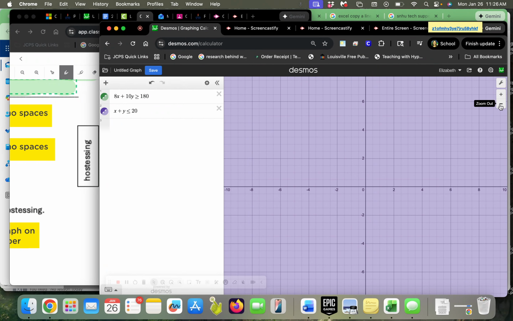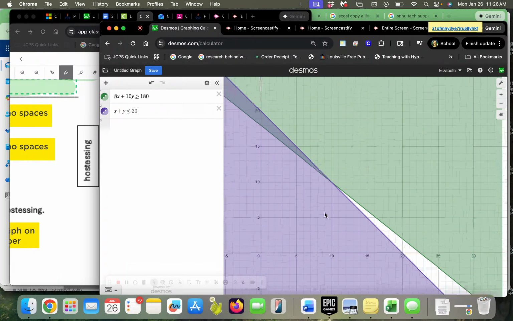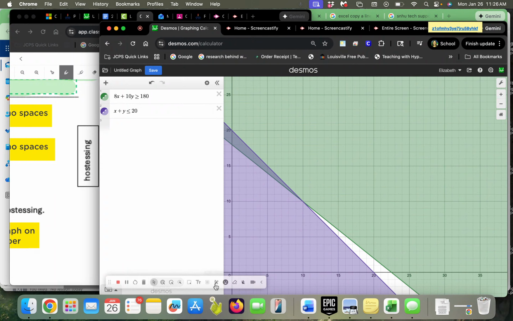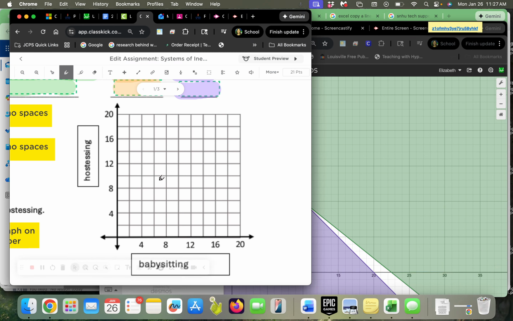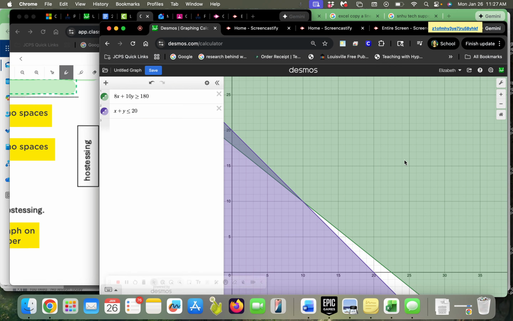The first thing I'm going to need to do is zoom out, clicking the zoom button. And I'm going to drag my window so that I'm only focusing on the area in between the y-axis and the x-axis, because this is where all the positive numbers are. And that's all I really need, because we're talking about a real life situation with number of hours, and we don't need to worry about negative numbers of hours because that's not a thing.